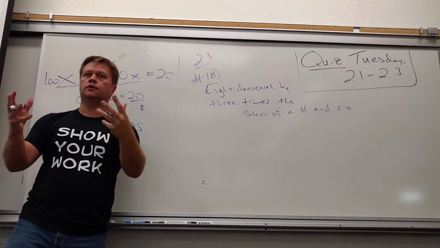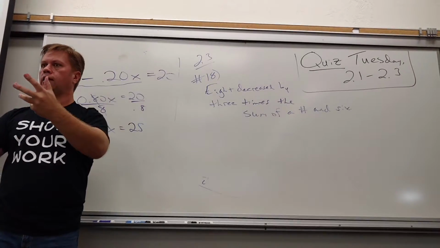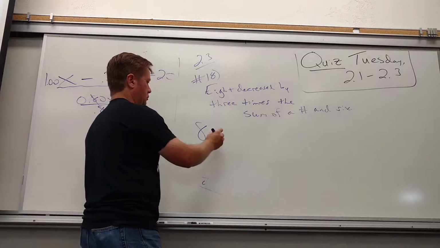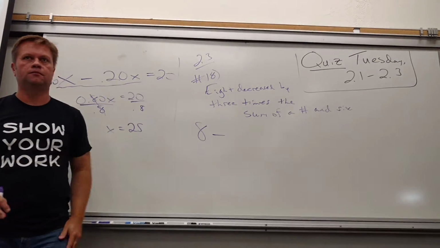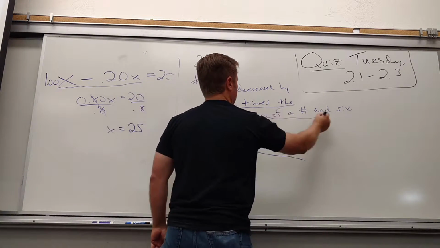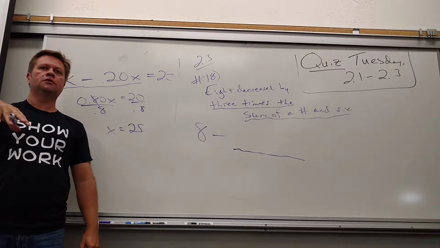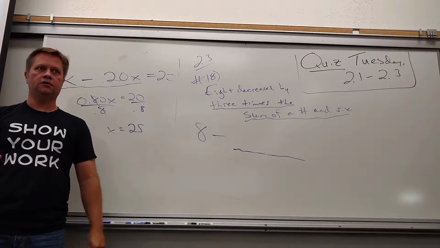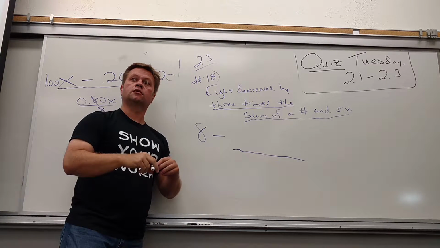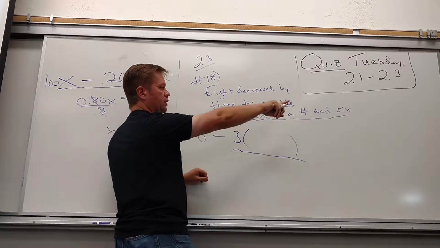You're not going to be able to solve it. So, 8 decreased by, all right? Automatically, I can write what already? 8 minus. 8 decreased by. Now, here's where things get weird. 3 times something, right? Would it be 8 minus 3 and then parentheses? Yes, so I have 3 times the sum of a number and 6.